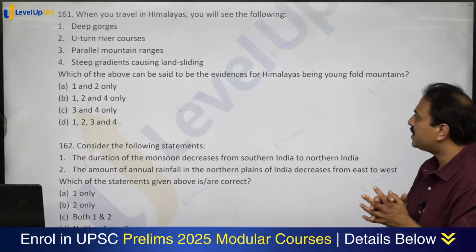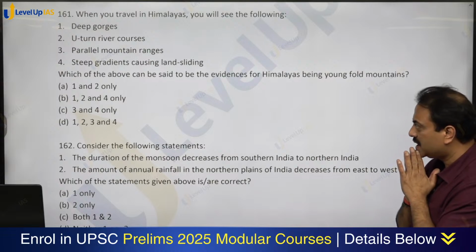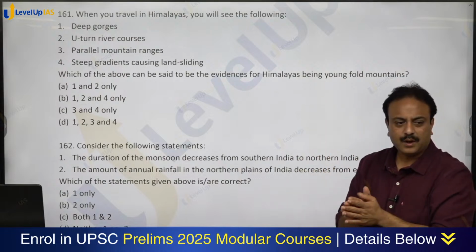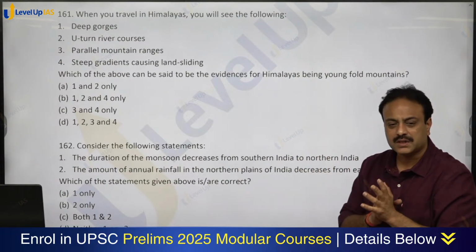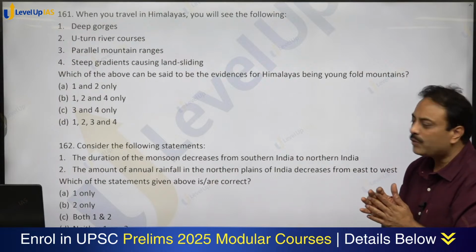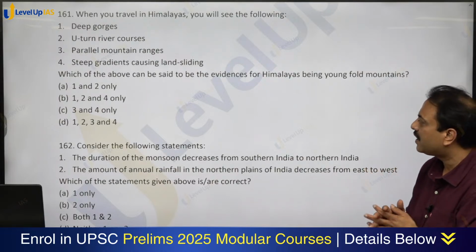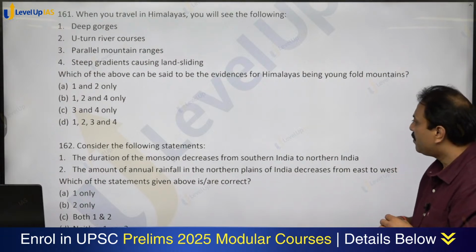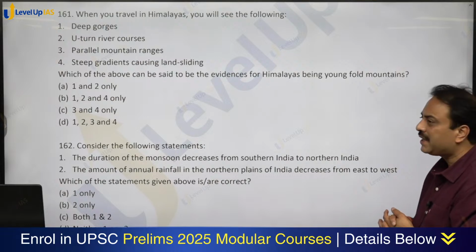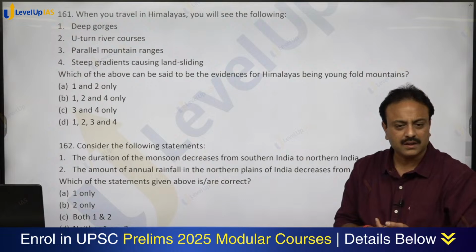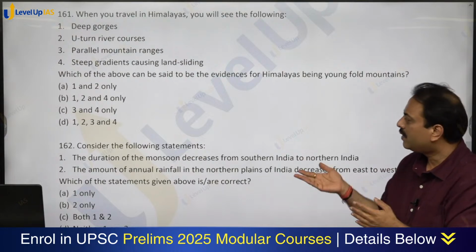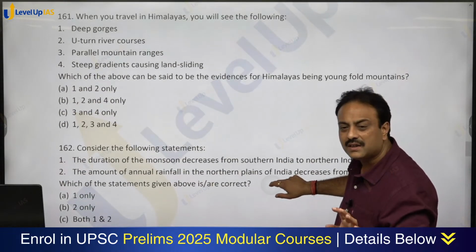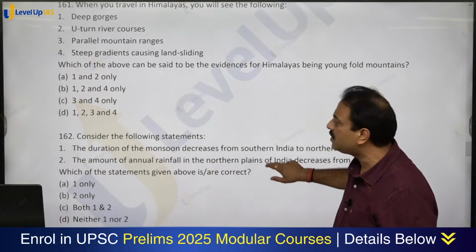When you travel in Himalayas, you will see the following. Deep gorges. Gorges we discussed yesterday. Vertical sides on both sides in the river valleys. U-turn river courses, Brahmaputra we discussed. Parallel mountain ranges, Himalayas, Middle Himalaya, Shivalik. Steep gradients causing landslides. Landslides keep on taking place. Which of the above can be said to be the evidences for Himalayas being young fold mountains? All can be considered. So 1, 2, 3, 4. Option D for dog shall be the right answer. Any doubt in that? I think it is a pretty easy question.